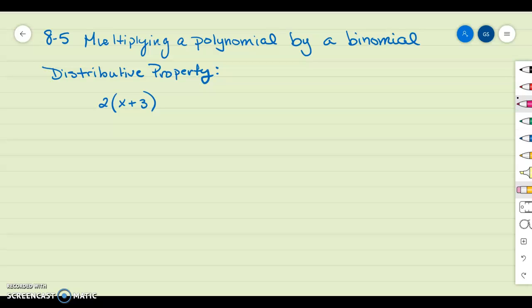So what we're going to do is take the 2 and distribute it across the parentheses, which means to everything inside the parentheses. And when I distribute, it means I'm going to multiply. So I'm multiplying 2 times x, and I get 2x. Then I'm multiplying 2 times 3, and I'm getting plus 6. Okay? There you go.